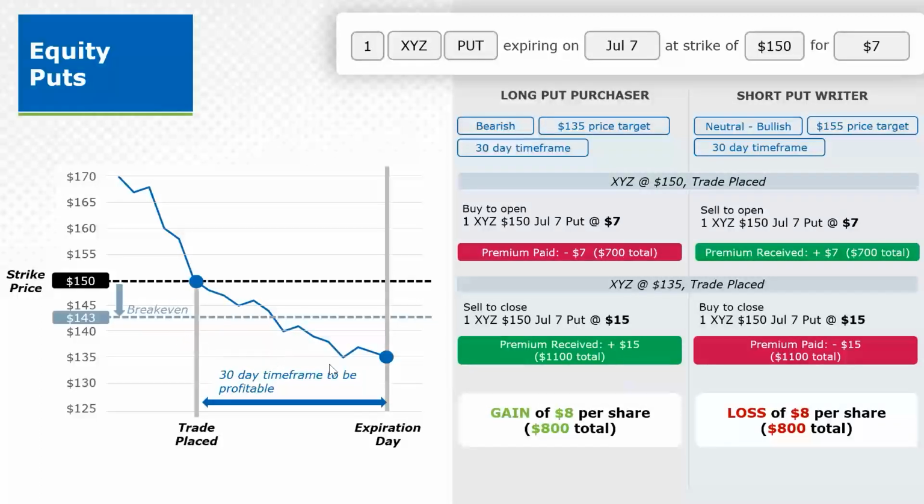Now at expiration, the price is at 135. Therefore, there's no extrinsic value. It's all intrinsic value, and 150 minus 135 is $15. That represents the current value of that put option. Here, the long put purchaser sells the put option for $15 a share, and therefore experiences a net profit of $8 per share. However, it's the opposite for the short put writer, who now has to pay even more, $15 per share, and therefore experiences a loss of $8 a share.